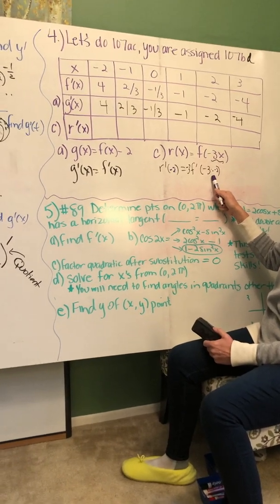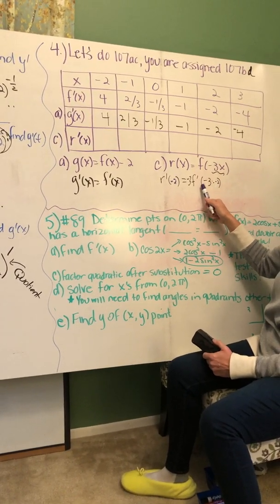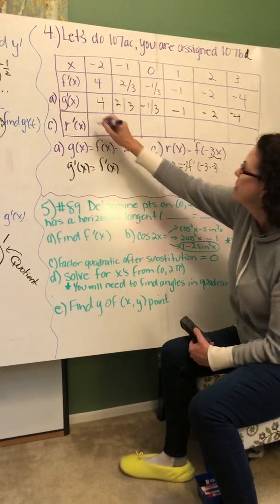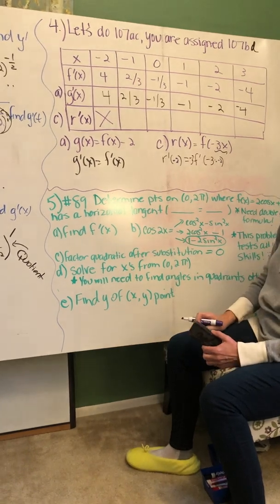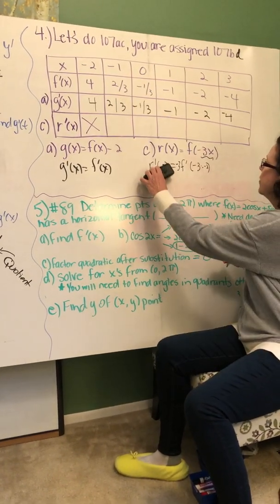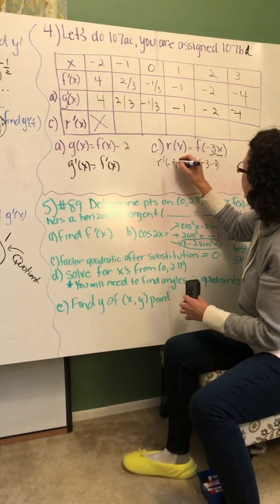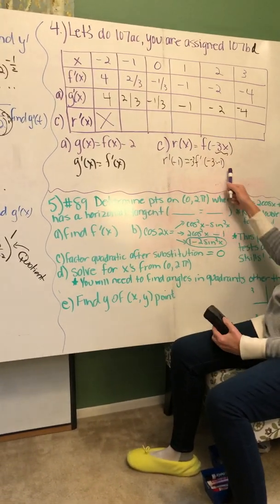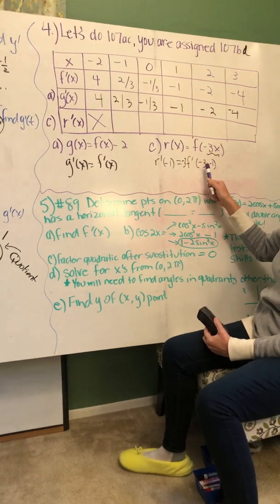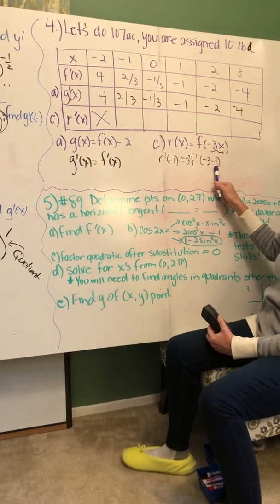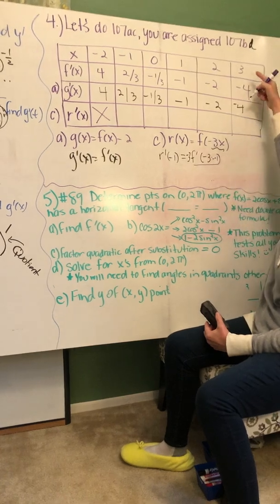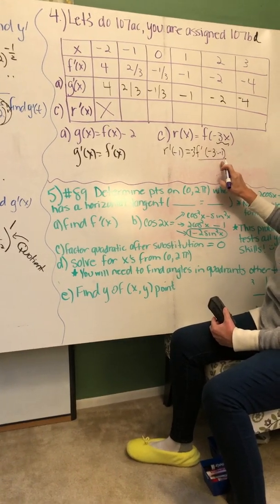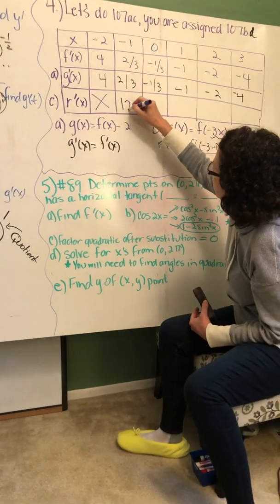Negative 3 times negative 2 is 6. So let's see, the derivative of f at 6. Oh, I don't have a 6. That's okay. It just means you couldn't apply it. Let's go to where x is -1. The derivative of r at -1 is equal to this expression. So the derivative of f at 3, okay? This is a -4. Right here where I underlined, -4 times -3 is 12.